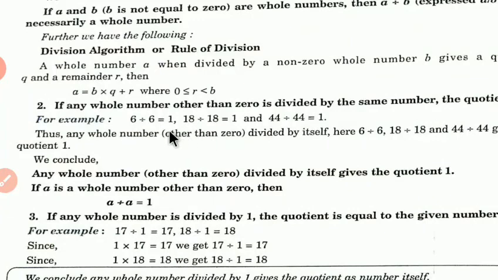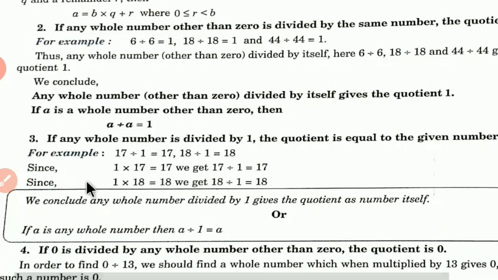So any whole number other than 0, you can see that it should not be equal to 0. But if divided by itself, the answer is 1. Or we can conclude that if a is any whole number other than 0, then a divided by a is equal to 1.